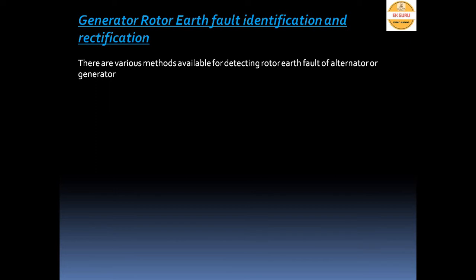So in this video, we are going to see generator rotor earth fault identification and rectification. Already in the previous video, the generator rotor earth fault part 1, we have seen how to identify rotor earth fault by using relays. There are mainly three types: one is the potentiometric method, second is the AC injection method, and third is the DC injection method.